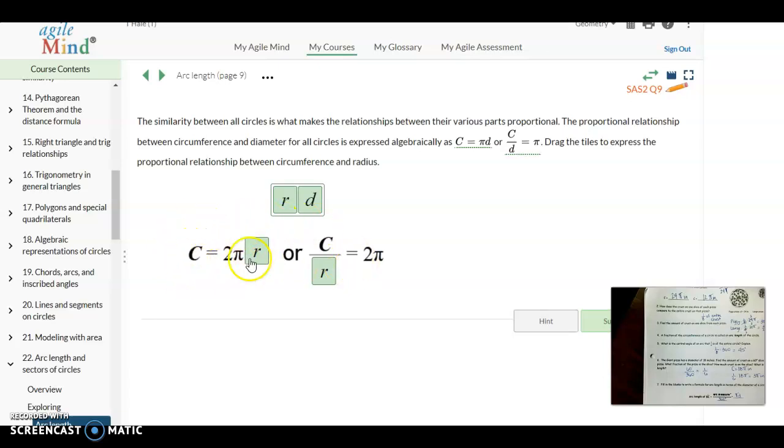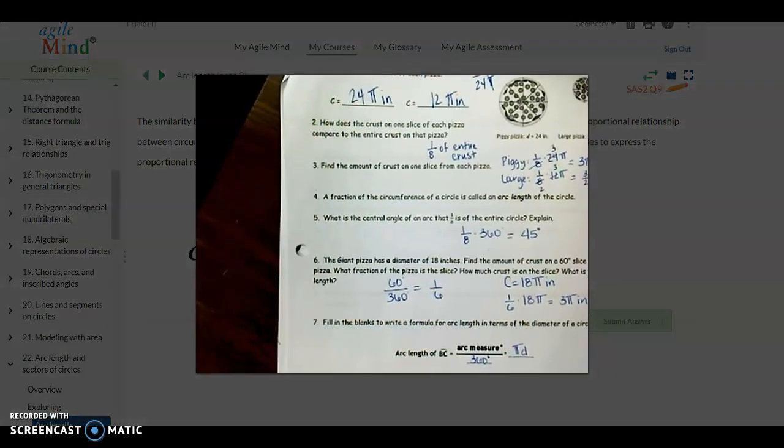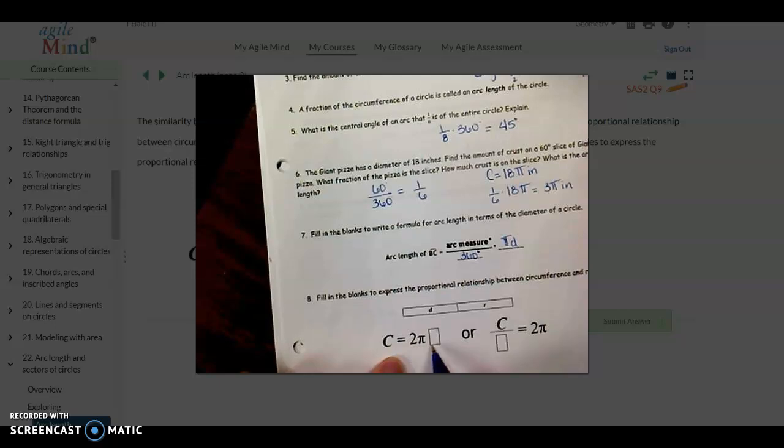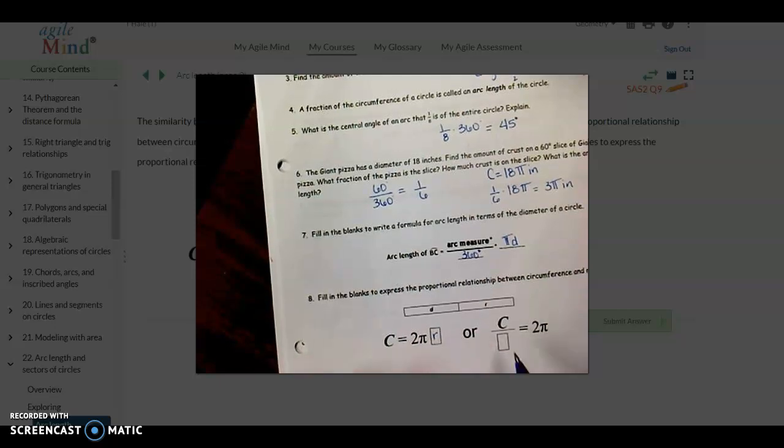So this is another formula for circumference. It's the same as pi times diameter. We're just replacing diameter with 2 times the radius because those are equivalent. So that is on your notes here on number 8. So circumference is 2 pi r, or in other words, the circumference divided by the radius is equal to 2 pi.